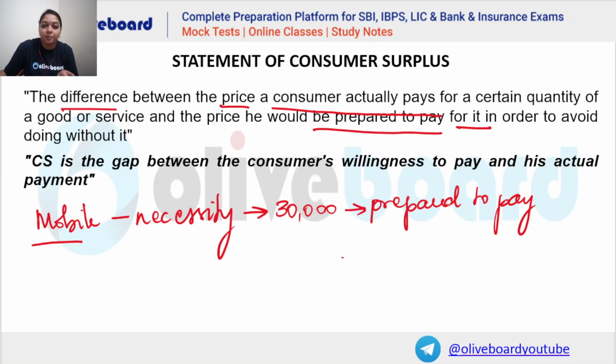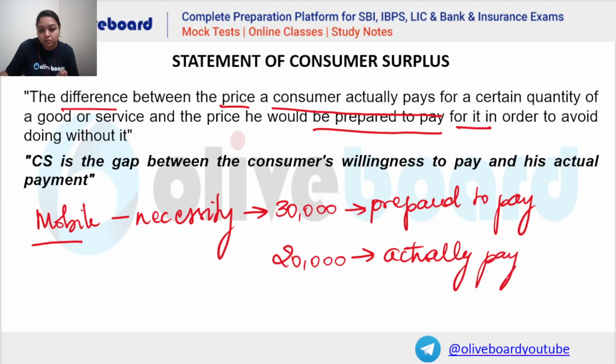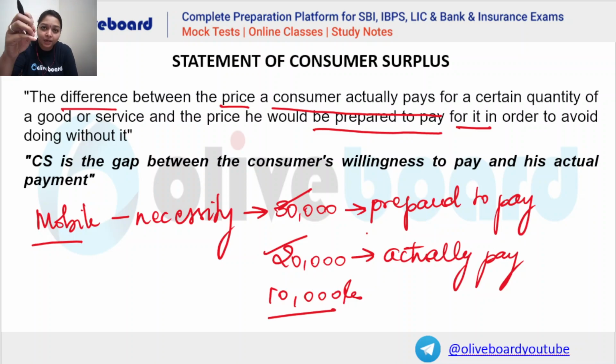Once you go to the showroom, you see that the phone is 20,000 rupees because there is some discount. So this is what you are prepared to pay, and this is what you actually pay. The difference between the two is 10,000 rupees, right? You got the phone for less than what you had thought you had to pay. There is some satisfaction in that.